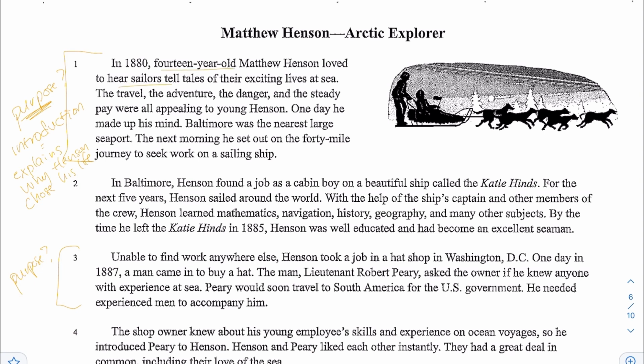Well, he heard sailors talking about their tales at the sea. And then what did he do? Well, he went to Baltimore, and then he joined a sailing ship. So it kind of explains the purpose or why he did these things.